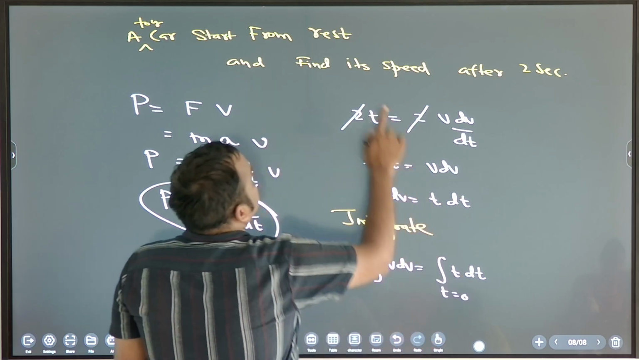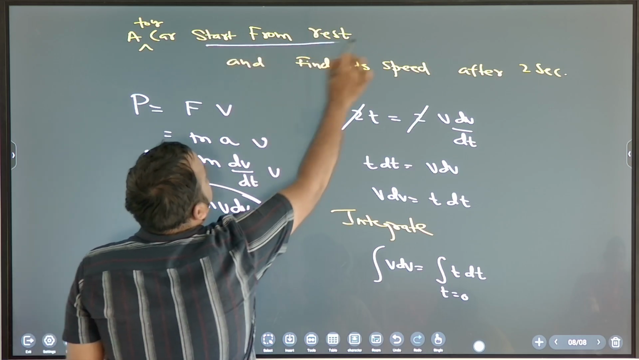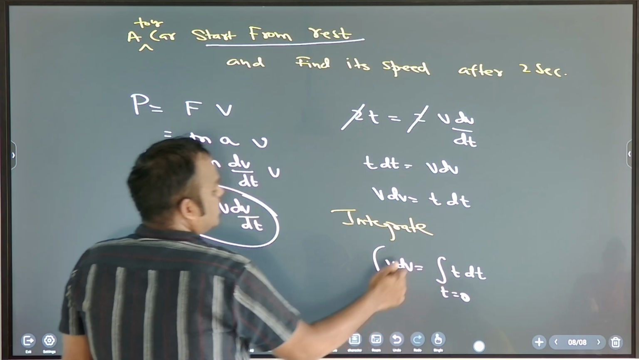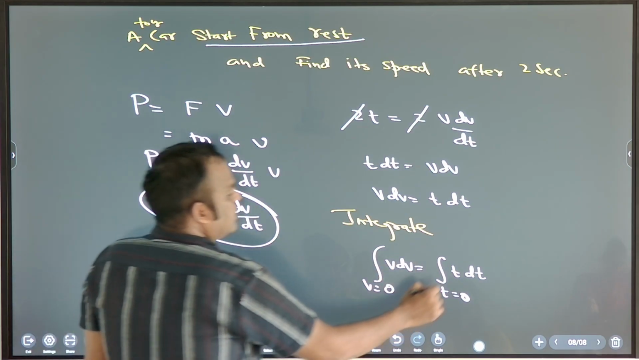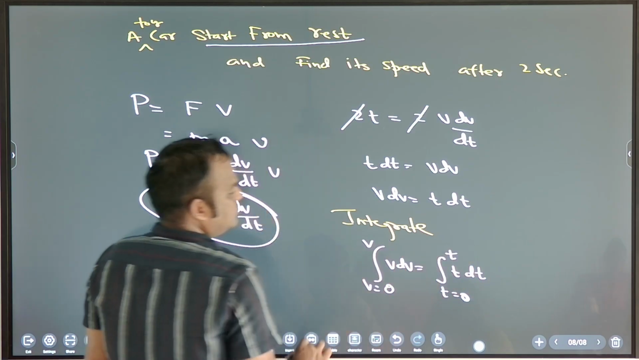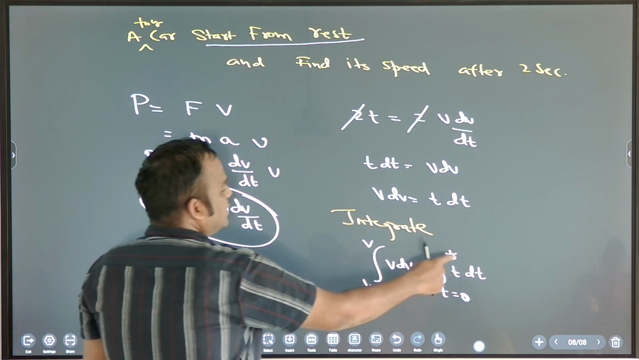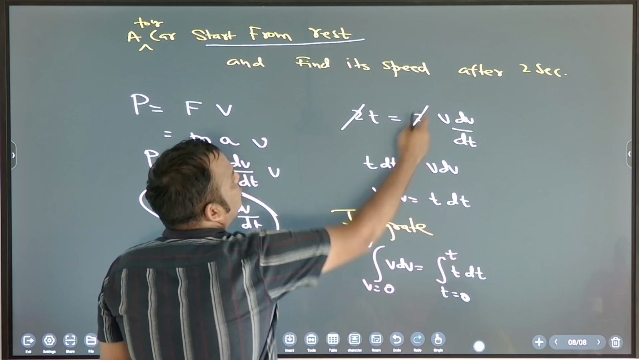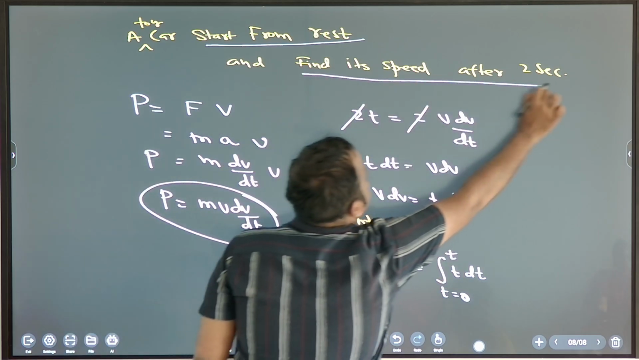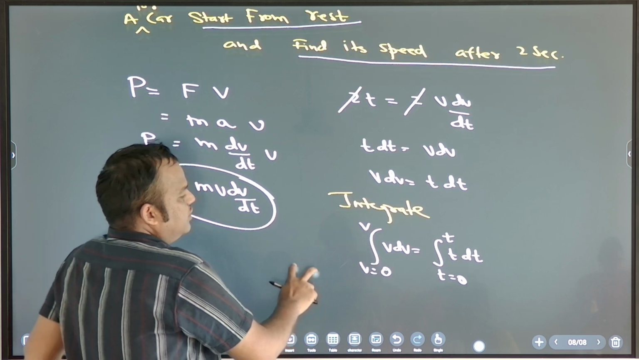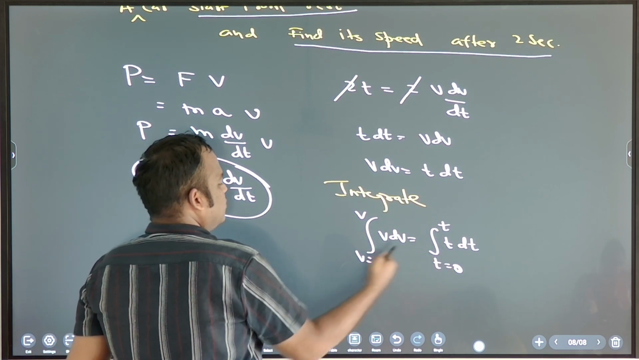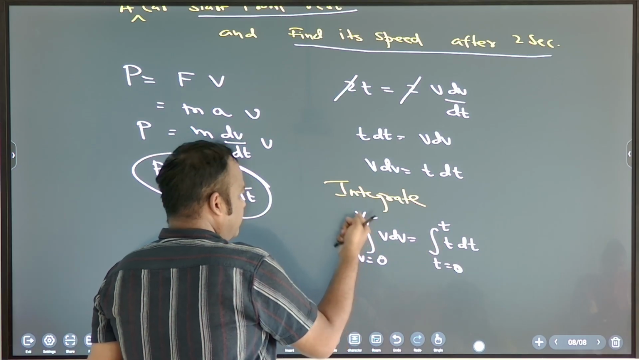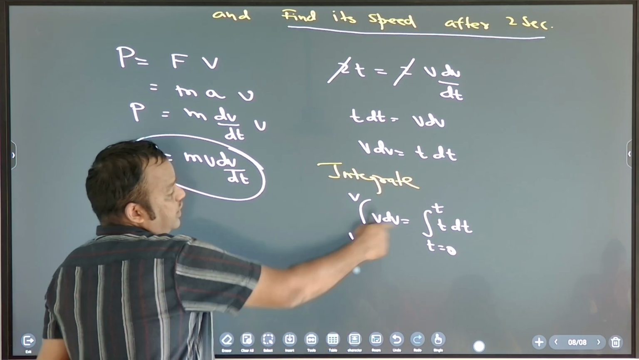When time is 0, what is the speed? 0, good. After time t, what is the speed? V. Then we'll put t equal to 2, because they are asking to find the speed after 2 seconds. So initial time 0, initial speed 0, final time t, final speed V. Okay, fine. Now integrate.